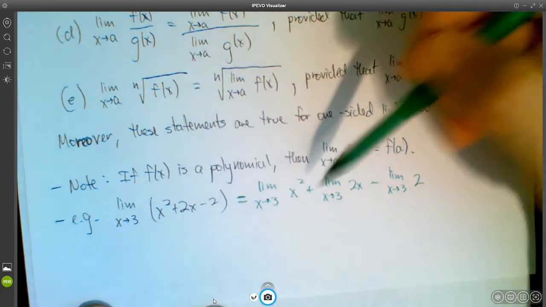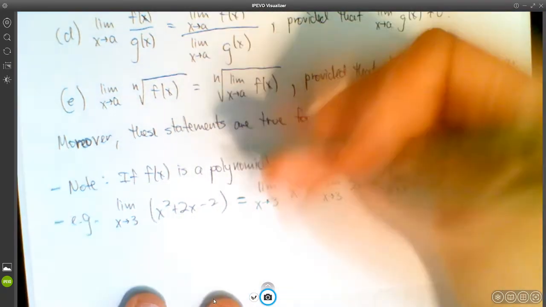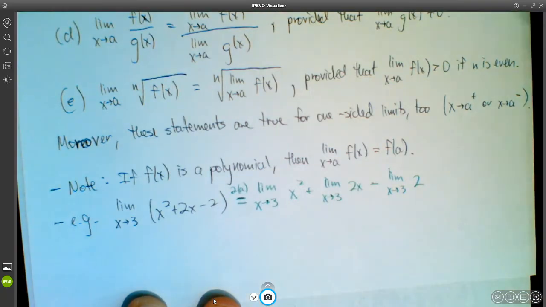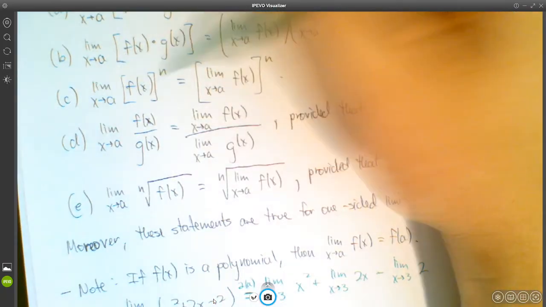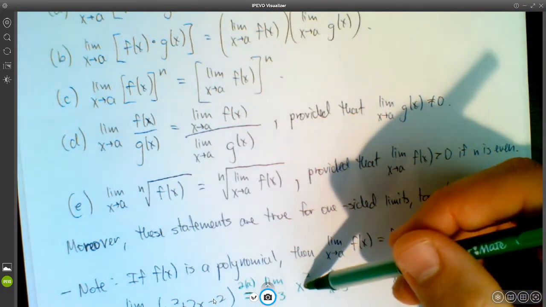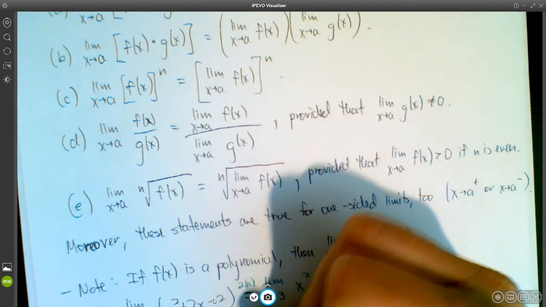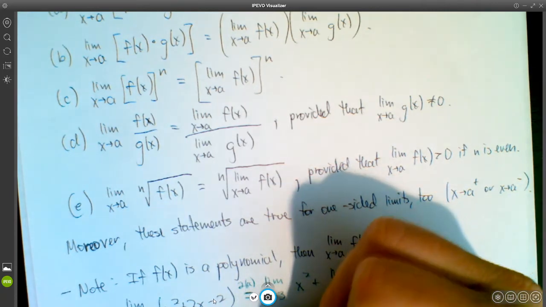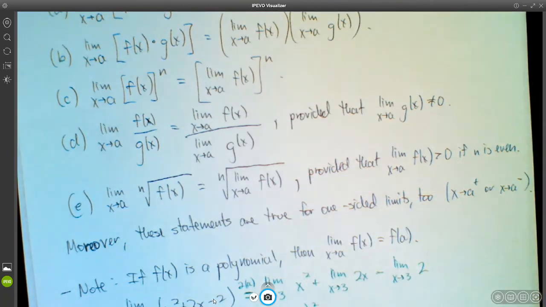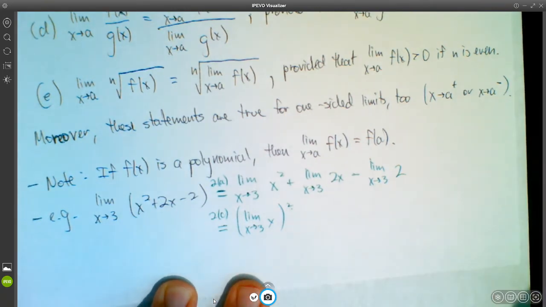Now, the limit as x approaches 3 of x squared. By the way, this was because of Theorem 2 part A that I'm able to do this, right? Now, part C tells us that this exponent here, I can take the limit as x approaches 3 of x and then just square the result. So in other words, because of part C, I can say that this is going to be the limit as x approaches 3 of x, all squared, like that.